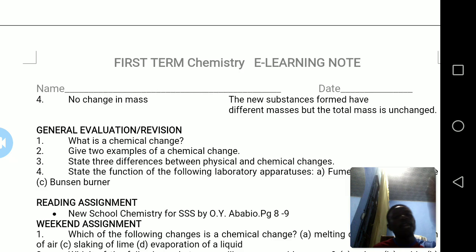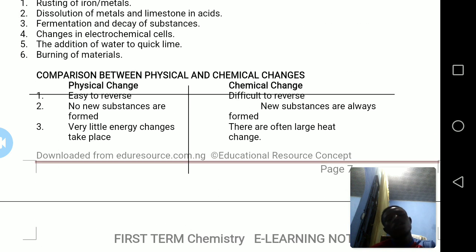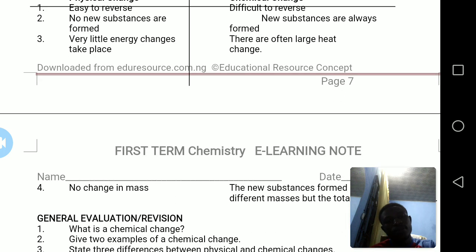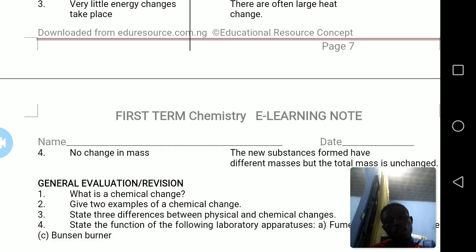All right, so that is that concerning physical and chemical change. Any questions so far? Do you have a question? If you have a question, feel free, go ahead, drop the question in the comment section. Please, if you have a question, unmute your mic and ask. If you don't have, we carry on.